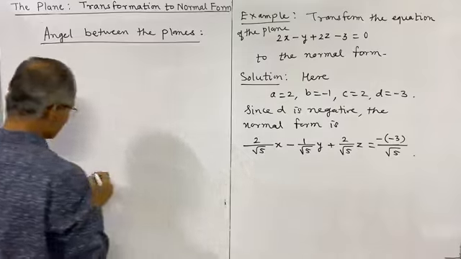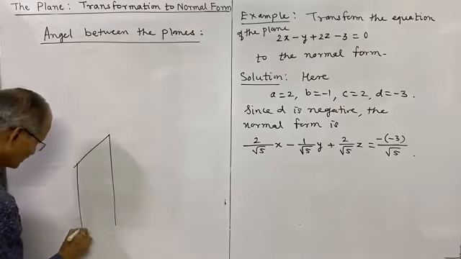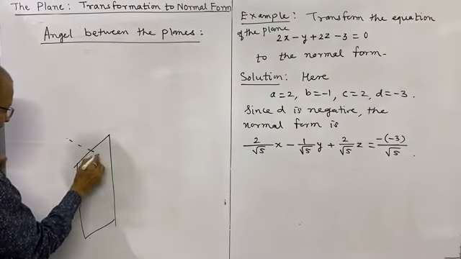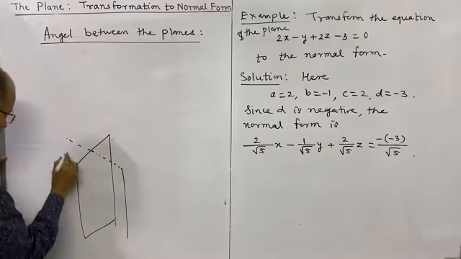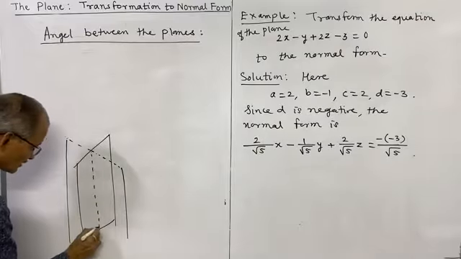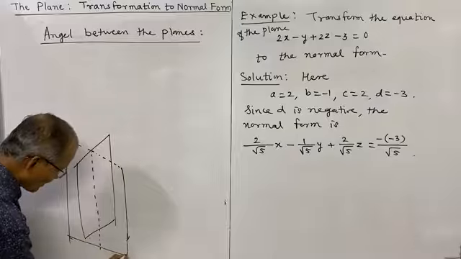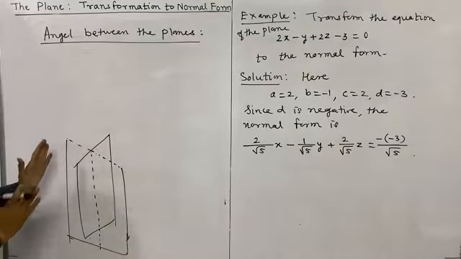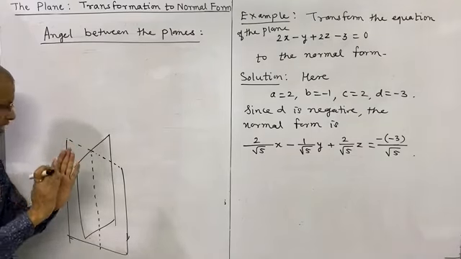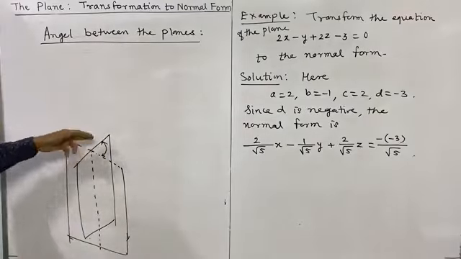If you consider the figure, suppose one plane is like this, and another plane we may have in this way. See, this is the line of intersection of the planes, and these are the two pages of a book folded like this, and the angle between the two planes is this one.